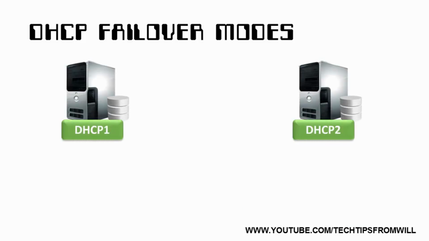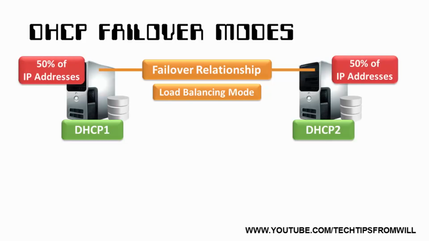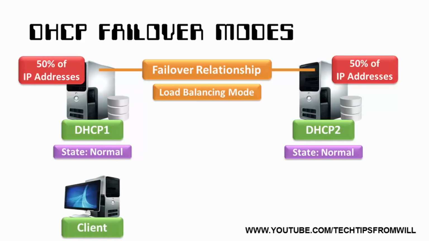Let's take a closer look at how load balancing mode works. Imagine that you have two DHCP servers with a failover relationship. The failover mode is load balancing mode with a 50-50 workload distribution. As long as both partners are available, they will operate in what is called the normal state. When a client computer is first switched on, it will attempt to locate a DHCP server by sending out a broadcast called a DHCP Discover packet. This packet is sent to both DHCP servers.